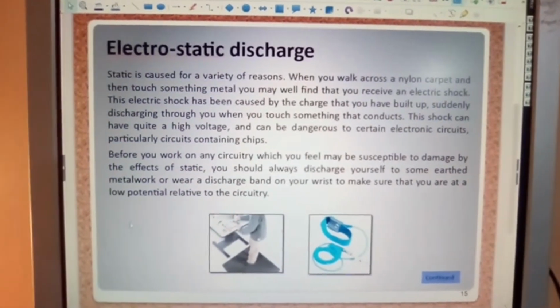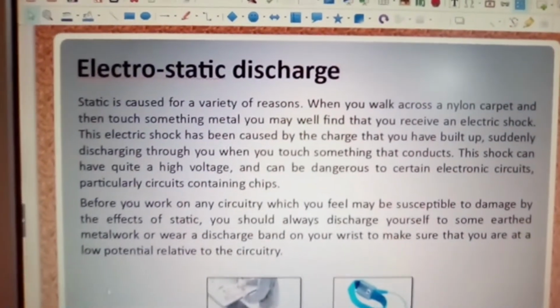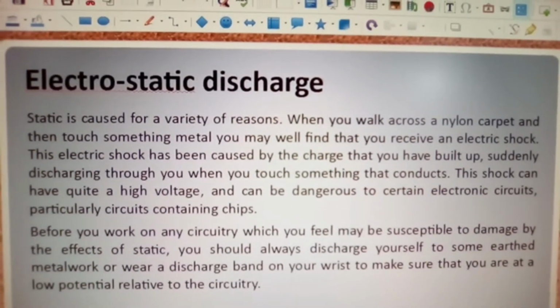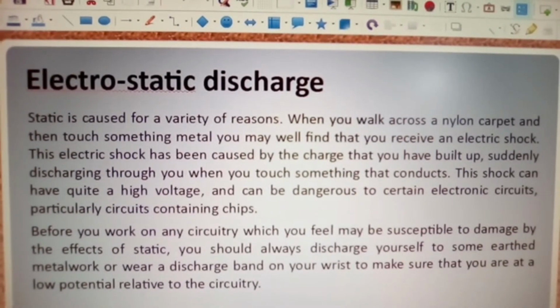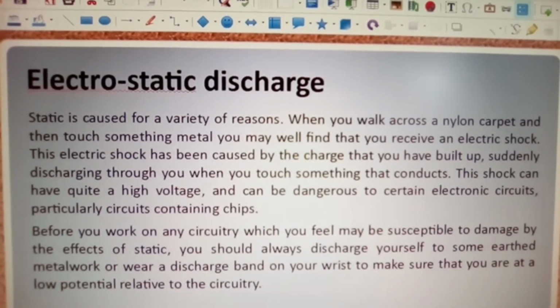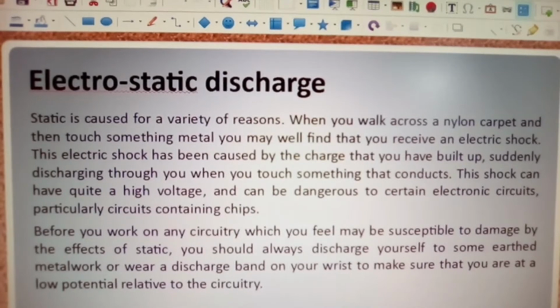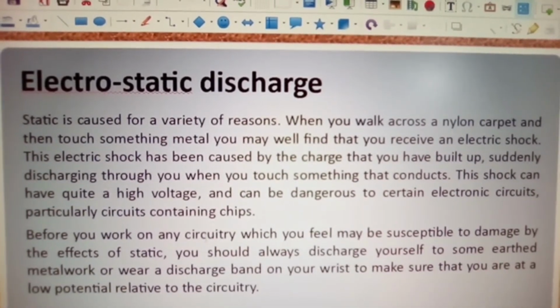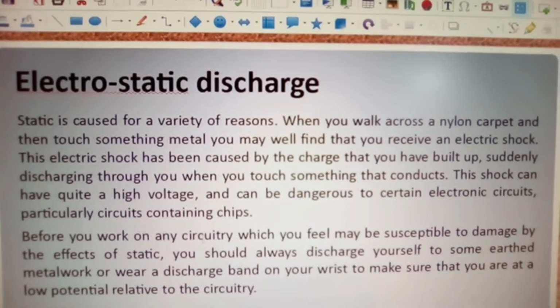Now, electrostatic discharge, again, a serious issue to be dealt with, especially if you're dealing with electronics. Use your discharger. It must be connected to a point of discharge so that any static electricity buildup in your body is discharged to ground, and not through the component that you're trying to fix.